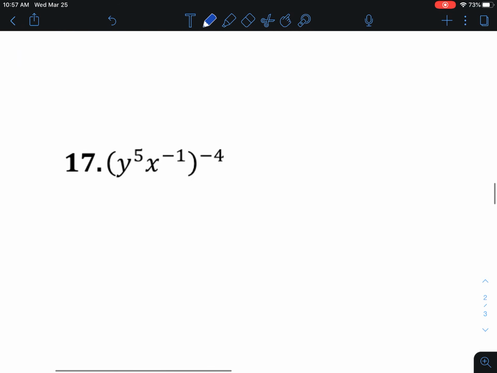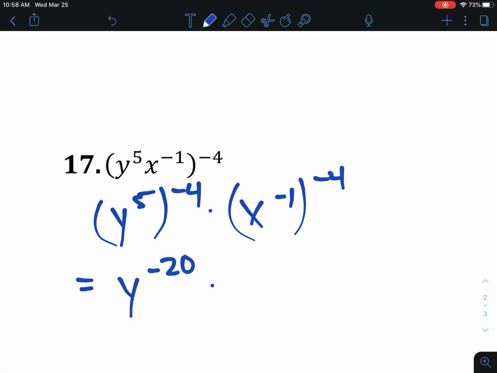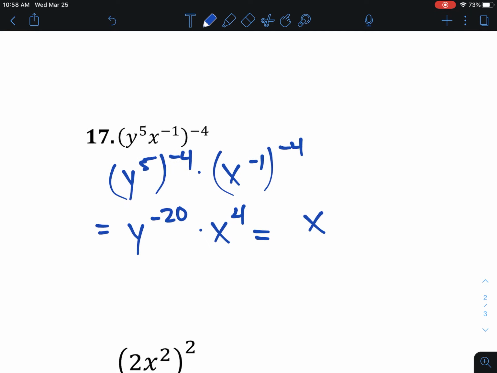For the next one, very similar. This would be y to the 5th to the negative 4th times x to the negative 1 to the negative 4th. Power to a power, we multiply them. This is y to the negative 20 times x to the positive 4. We don't want to have a negative exponent in our answer, so we're going to keep the x to the 4th up top because it already had a positive. And the y to the negative 20 goes to the bottom, and it becomes a positive 20.